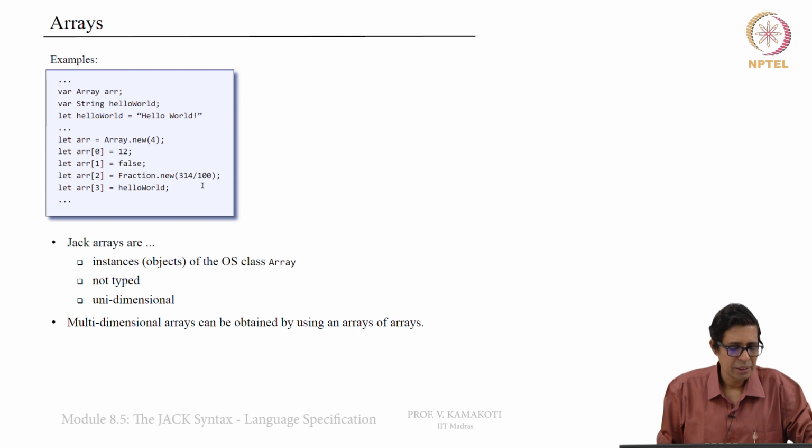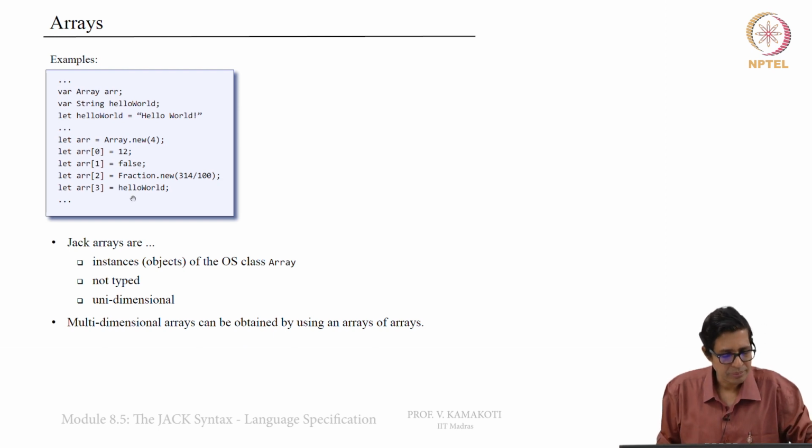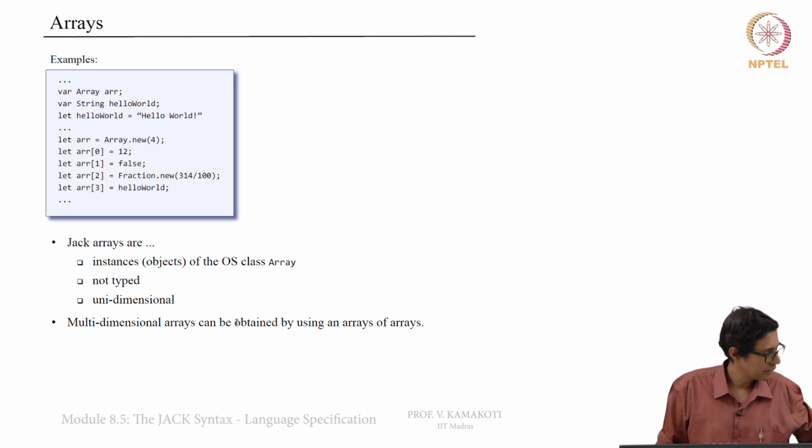right, and let array 3 is equal to hello world. So, I can do all these things here. Okay. Multi-dimensional. So, the Jack arrays are instances, objects of the OS class array, and it is not typed. So, I can store different things in different arrays, and they are unidimensional. Multi-dimensional arrays can be obtained by using an array of arrays. Okay.